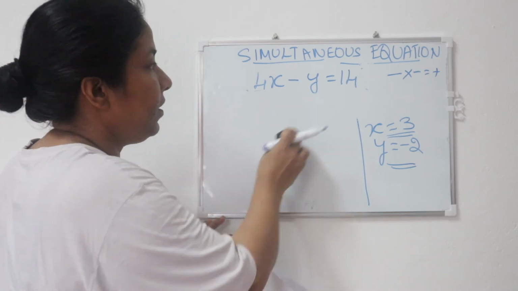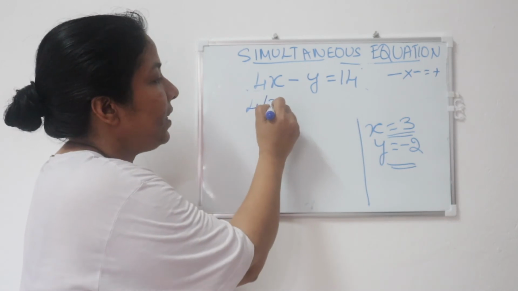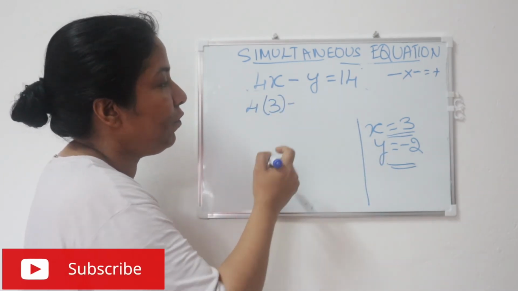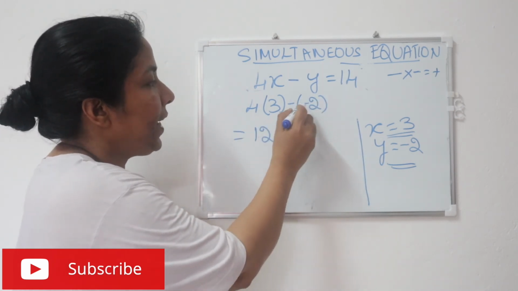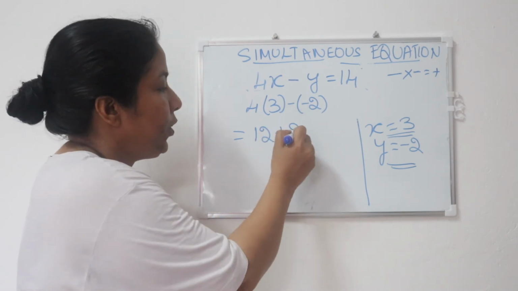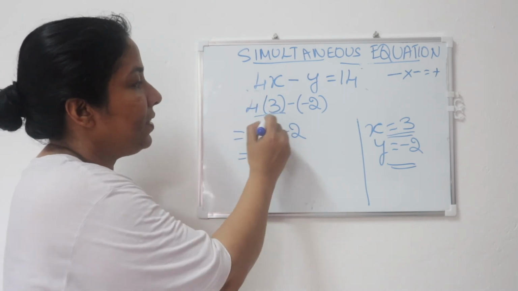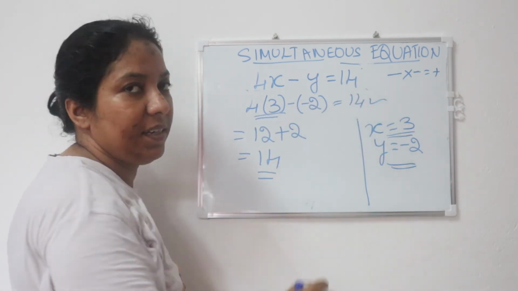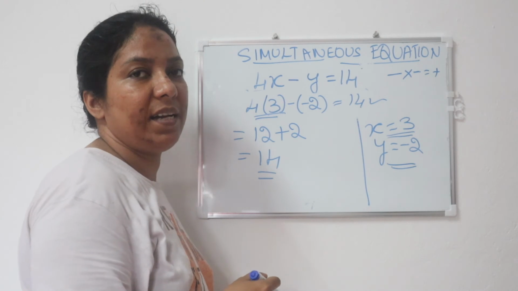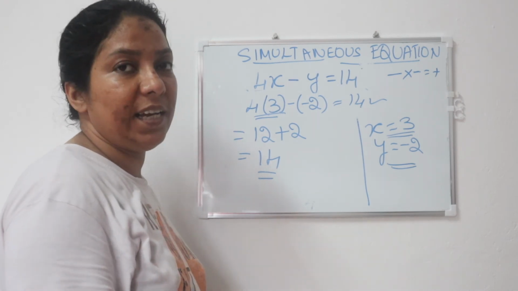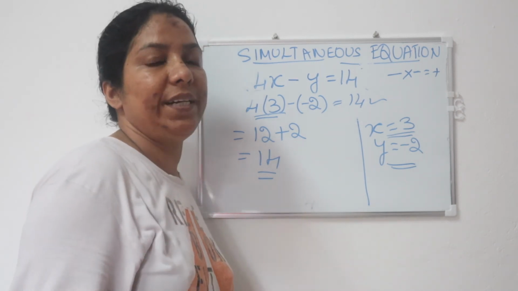See, this is our first equation, 4x. What is the value of x? 3. Minus, what is the value of y? Negative 2. So 4 times 3 is 12, negative times negative is plus, and 2, which is equal to 14. See, look at this one, left hand side is equal to right hand side. If your answer is correct, the left hand side must be balanced with the right hand side. Or you can consider the second equation and verify. Again it will be verified. Left hand side will be equal to right hand side.